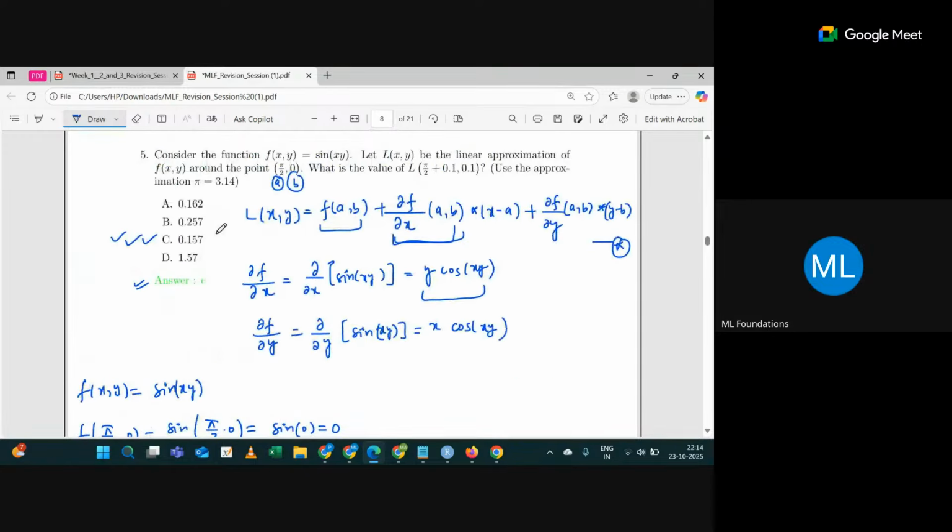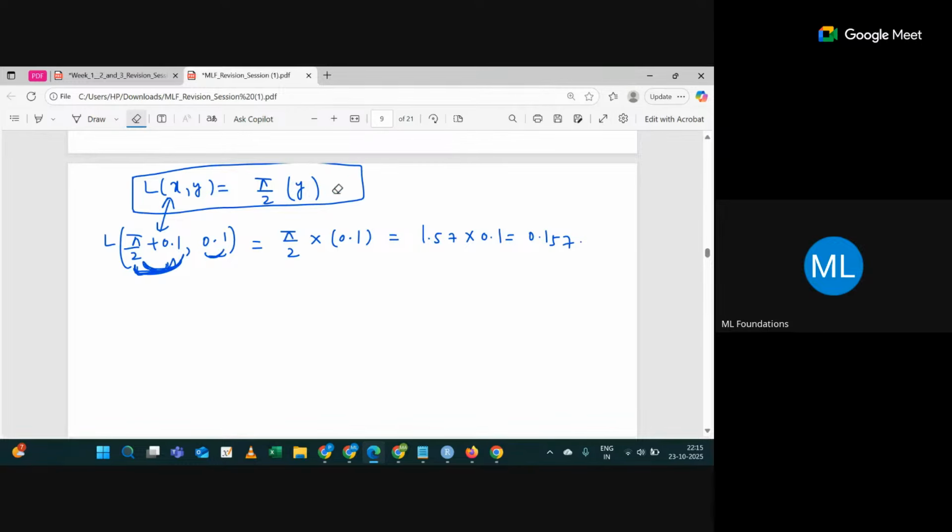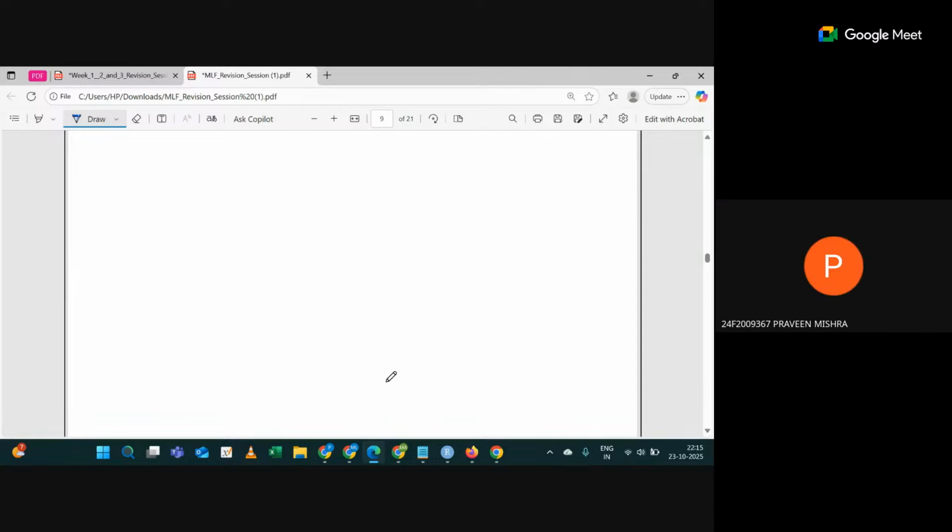Okay, so option C is correct. In the last line, π's value is 3.14 and we are adding 0.1 — no, we have to replace x in whatever L(x, y) we got. Suppose there is some term related to x, then you substitute π/2 + 0.1 in place of x, and this 0.1 in place of y. Understood? In this original case we don't have x, so we used only the π/2 into y part. Clear? Yes, sir. Great.